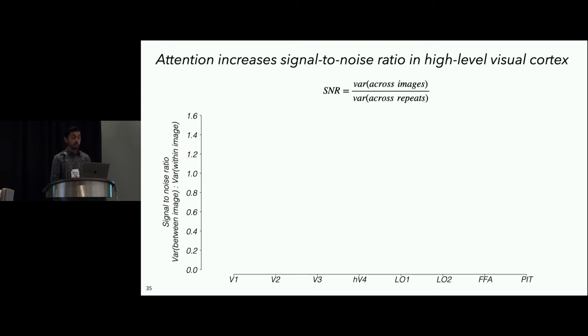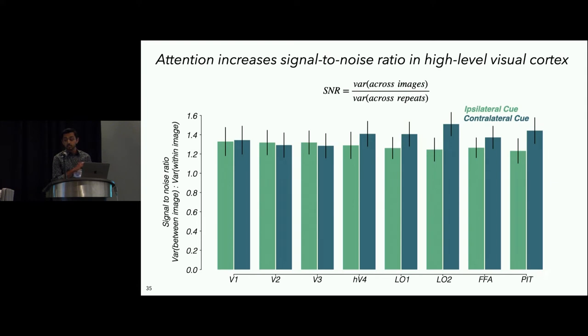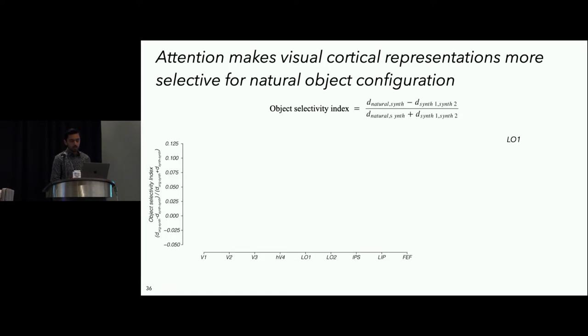Okay, so next we wanted to examine whether attention makes cortical responses more reliable and more informative. So we compute a measure of SNR for each voxel, which basically quantifies the variance in response across different images divided by the variance in response across repeats of the same image. And here what we find is that there was no improvement in SNR in early visual cortical areas, V1 through V3, because of attention. But in higher level visual cortex, there is a very modest improvement in SNR when cued contralaterally.